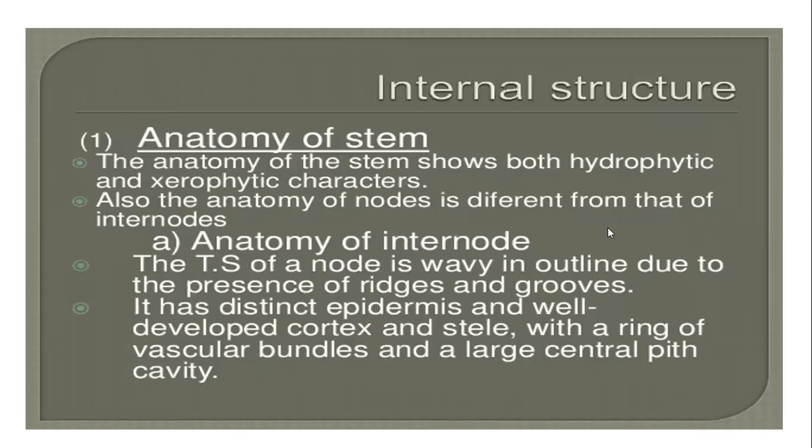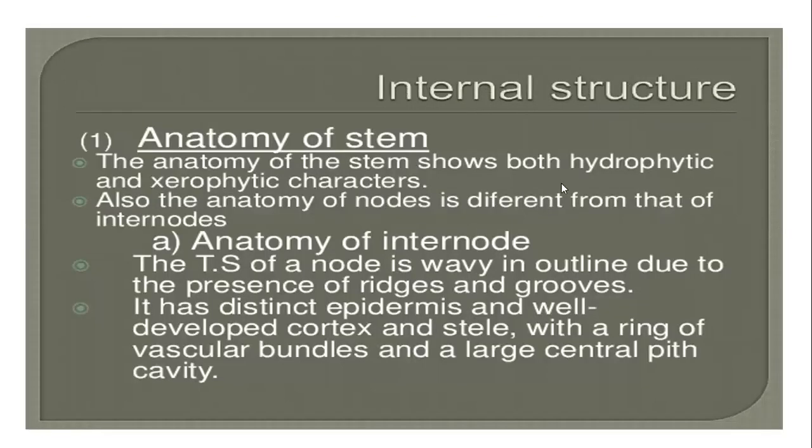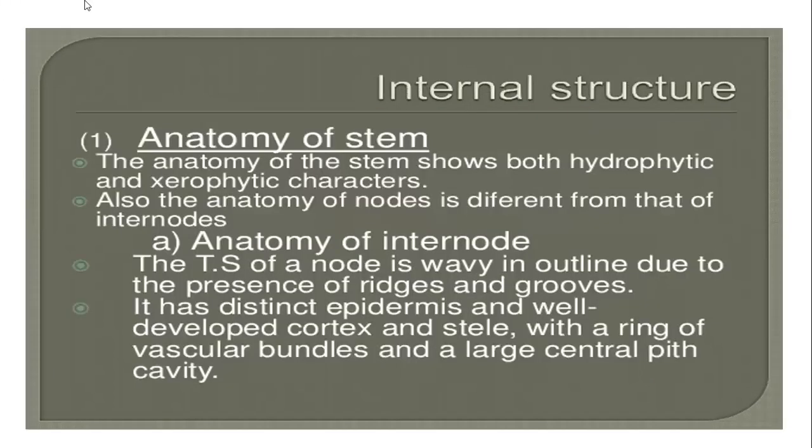Now when we go to the anatomy of the stem, this is a very important part to be remembered. The anatomy of this stem shows both hydrophytic as well as xerophytic characters. Here, the outline of the stem is wavy. You can look into this. It is wavy in outline due to the presence of ridges and furrows. These are the ridges and these are the furrows. The stem has a wavy outline, giving rise to the ridges and the furrows.